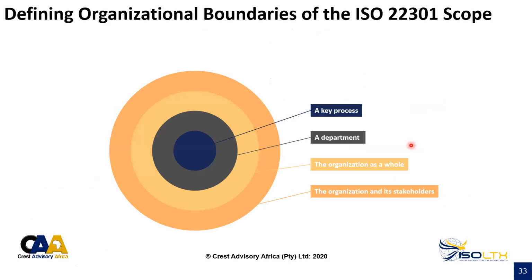Now, if we're looking at defining your organizational boundaries of ISO 22301 in your scope, we are looking here, as I said, at a key process. And if you look at that, it is all the key processes. If you're looking at a department, it is a department or all the departments. The organization as a whole, the organization and its stakeholders, you determine what you want to determine.